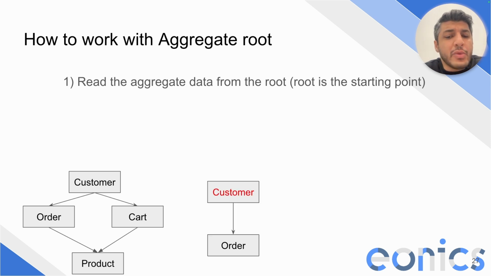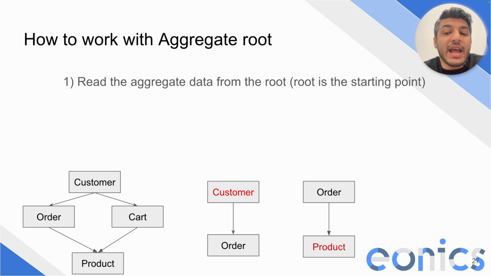So, for instance, if we want to get the orders of a customer, we can have an aggregate root containing only the customer and the order. Or if we want to find the orders regarding one product, we can have an aggregate root like this. And the root is the starting point, as you can see in red. If you want to find the orders of a customer, the customer would be the root of the aggregate root. If you want to find orders of a product, you can use the product as the aggregate root.